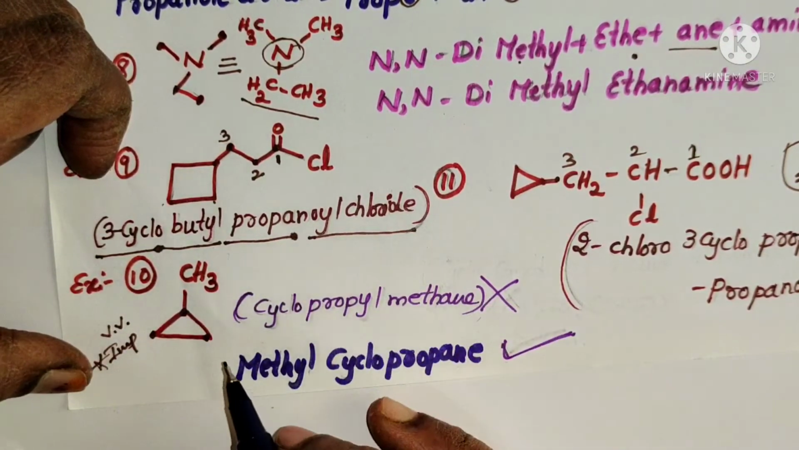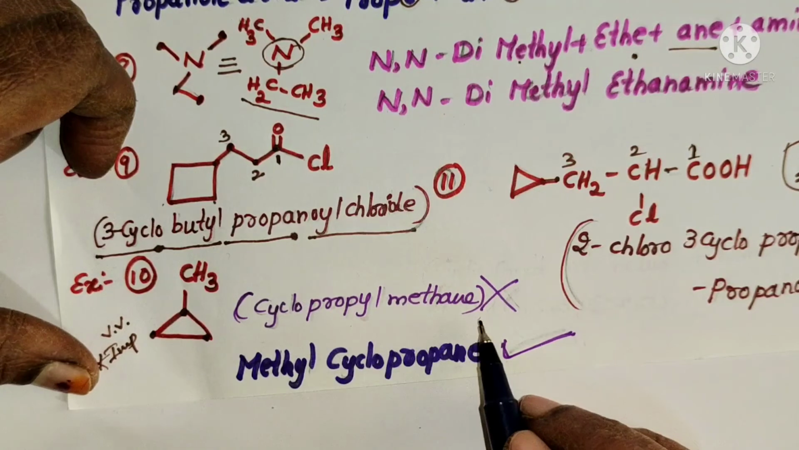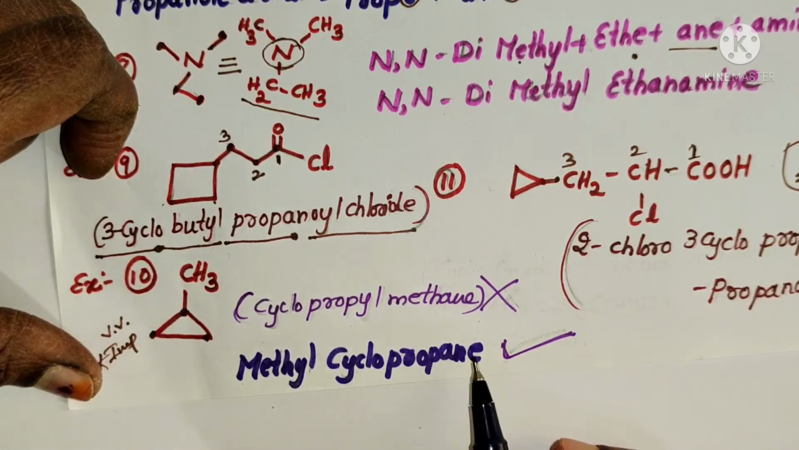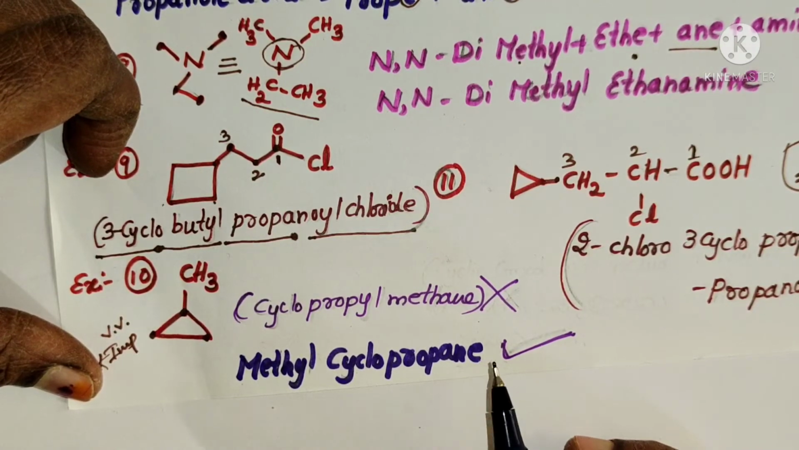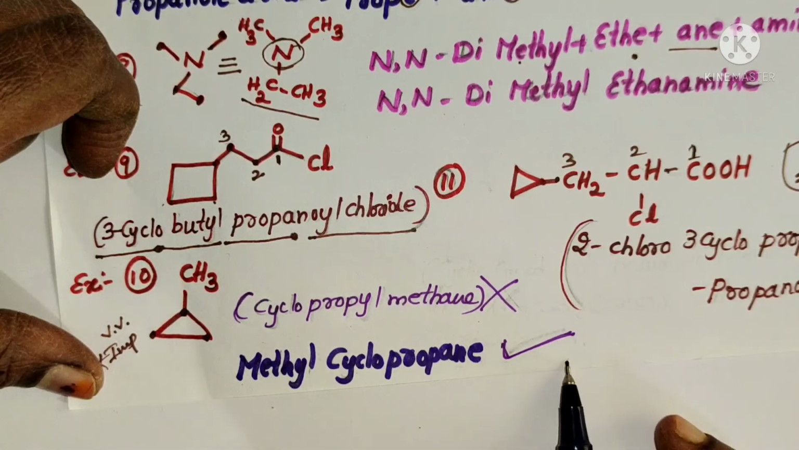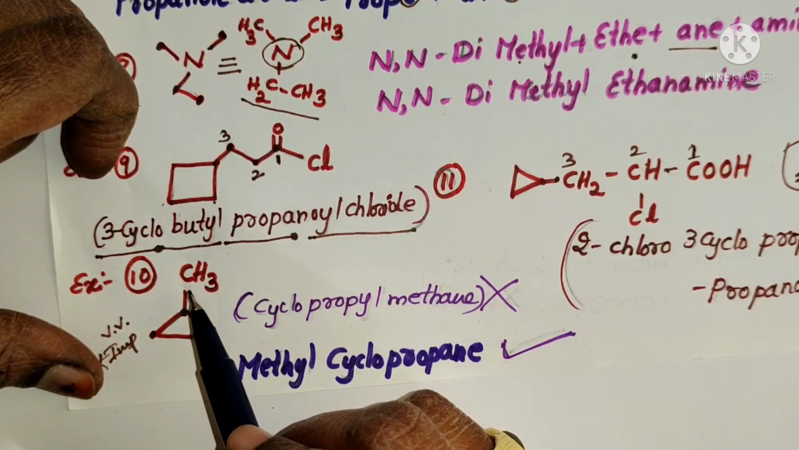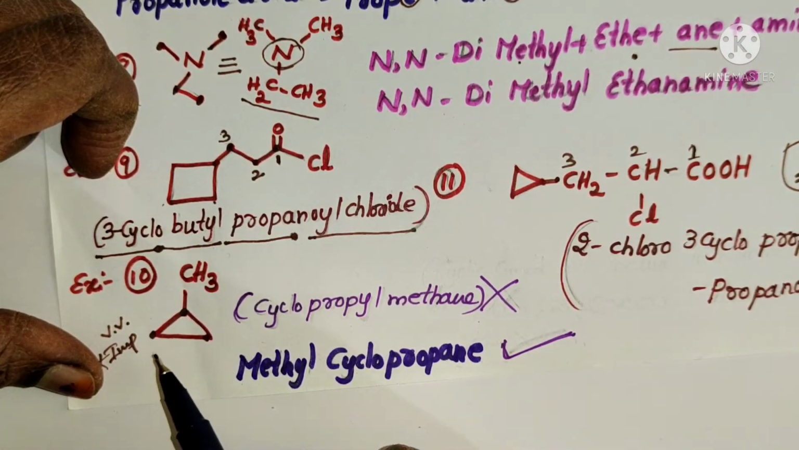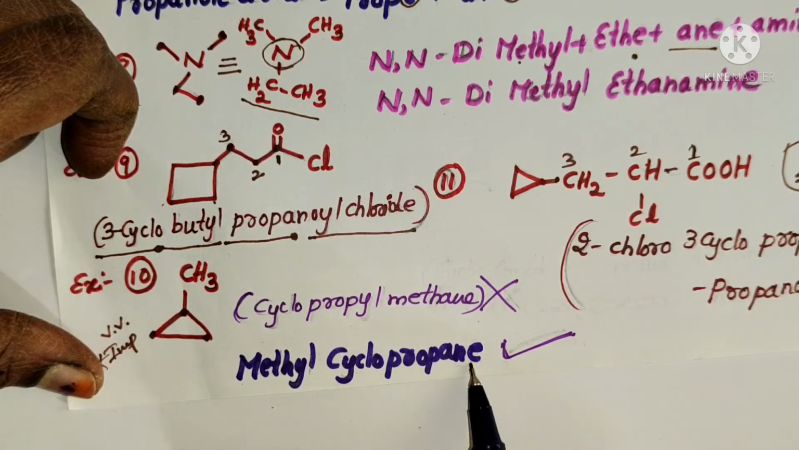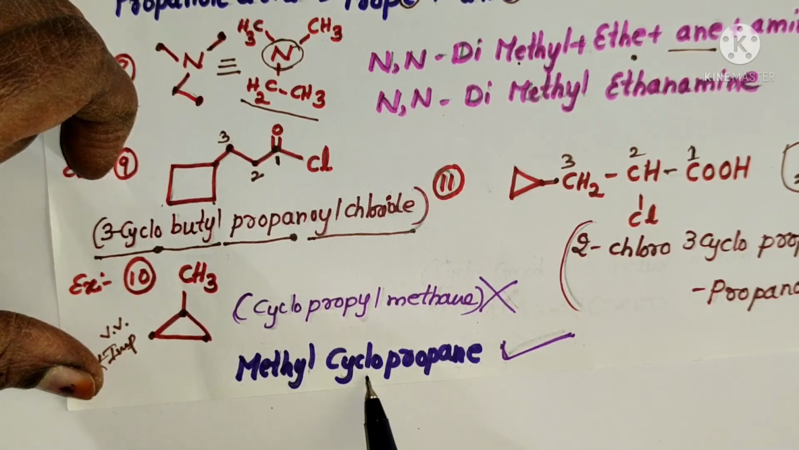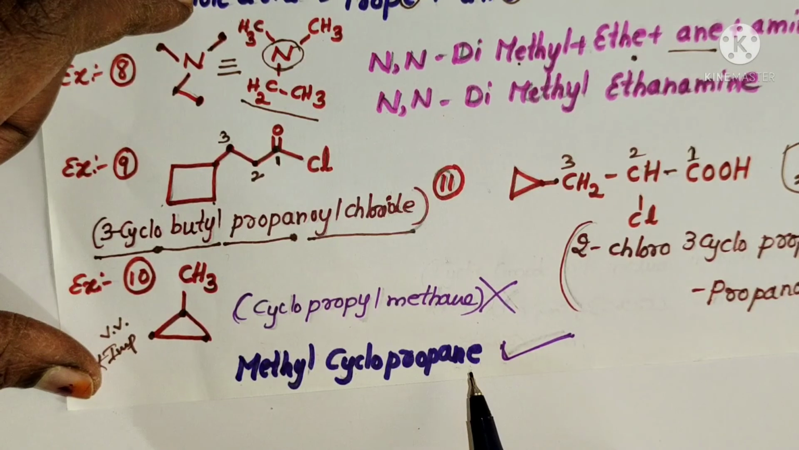It is never called cyclopropyl methane. Always we have to call it methyl cyclopropane. This one compound is the exception and it is very, very important. When this methyl group is attached to the cyclopropyl, it is called methyl cyclopropane, not cyclopropyl methane. Once again, it is called methyl cyclopropane. It is very, very important.